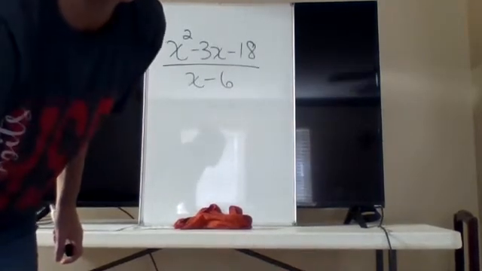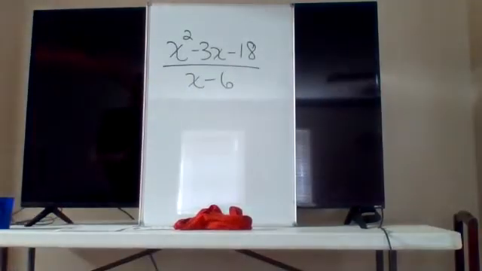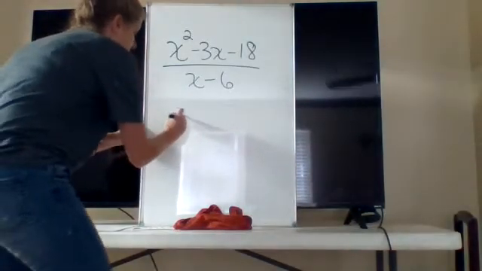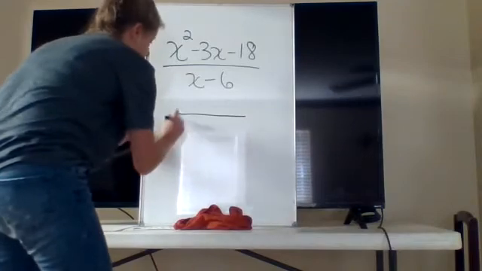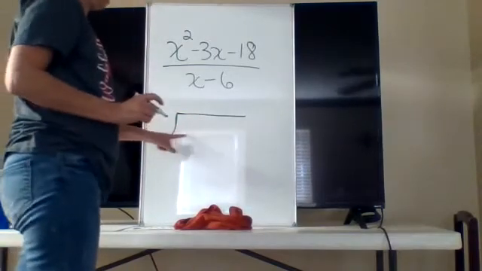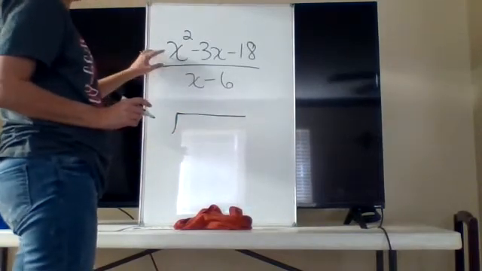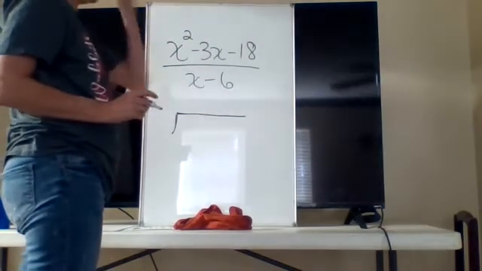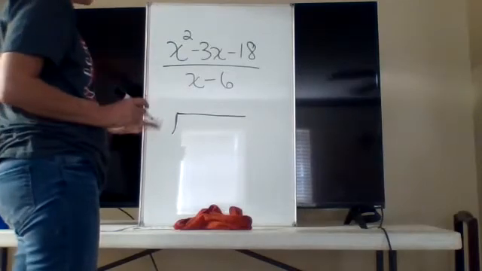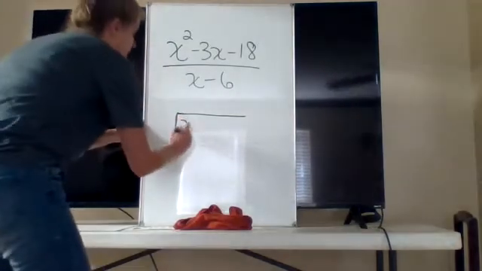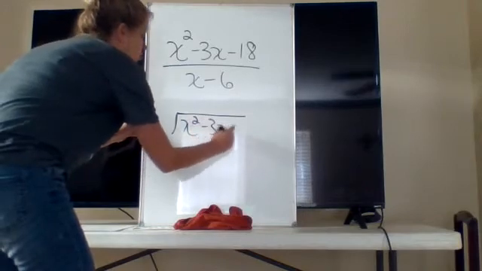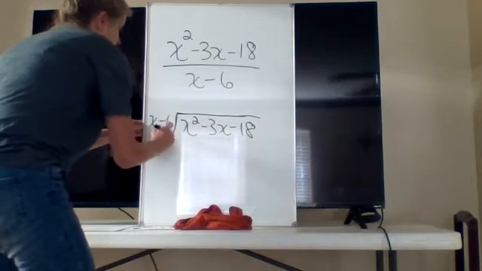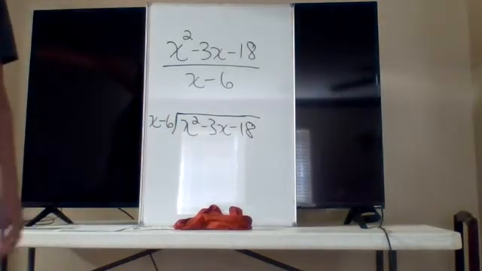Hang on just a second. Okay, so when we're doing long division, remember long division looks like this. It has this little symbol like this. What is inside this symbol is what's on top here, because this says that what this numerator is divided by x minus 6. So the way we show that long division wise is we put x squared minus 3x minus 18, and then we divide that by x minus 6.